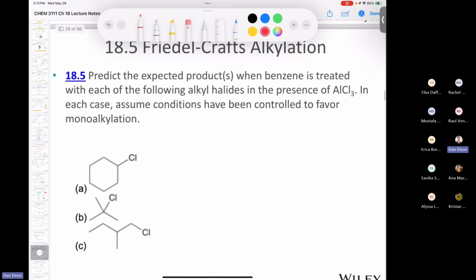So that brings us to this problem here, which says predict the expected products when benzene is treated with each of the following alkyl halides in the presence of aluminum chloride. So let's say we took benzene and put it in the presence of chlorocyclohexane in the presence of aluminum chloride. So what's going to happen here? It doesn't ask us to draw a mechanism, and I wouldn't ask you to do that. But let me just ask you, the carbocation that would be formed from this alkyl halide, the cyclohexyl chloride, would that undergo any kind of rearrangement? And again, I'm not trying to trick you. Is that going to undergo a rearrangement?